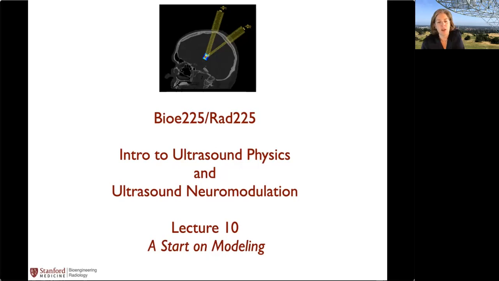Last time we talked about how the skull aberrates the beam, and when we're talking about what the focal spot looks like across the skull, it'd be really good to have a good model to do that, or a good way to do some modeling. So I thought we would talk today about modeling. It's just going to be a start on modeling because it's kind of a big topic.